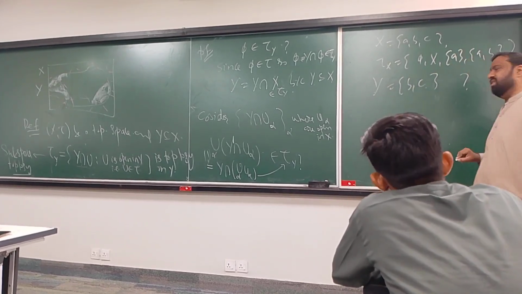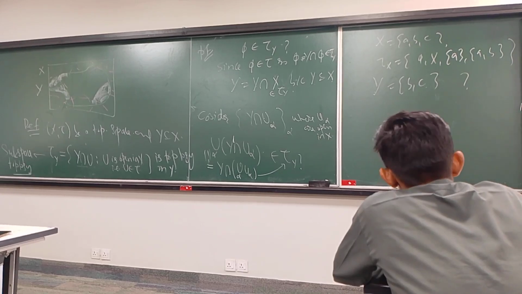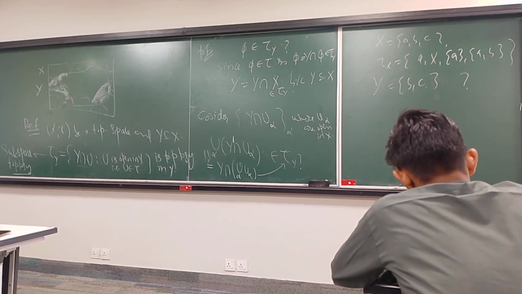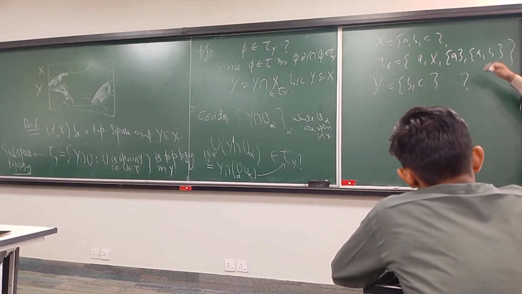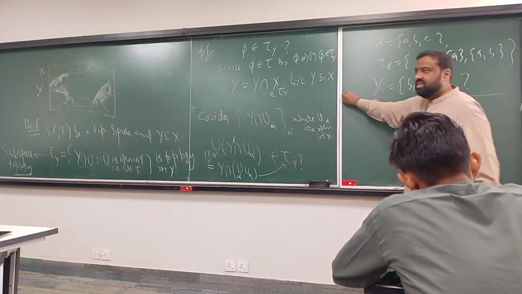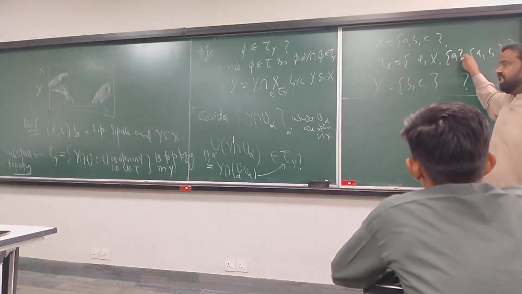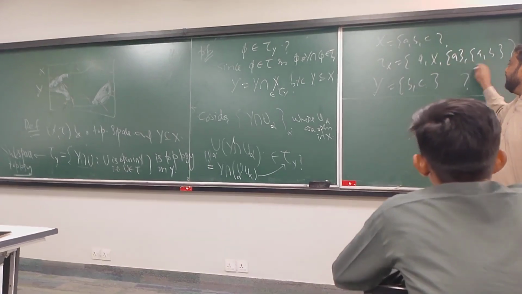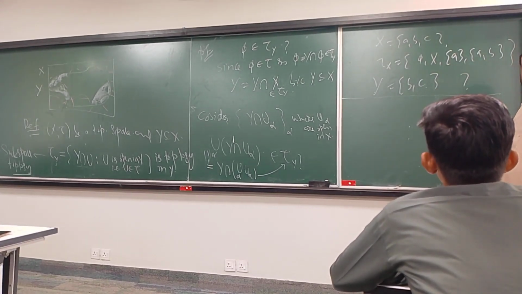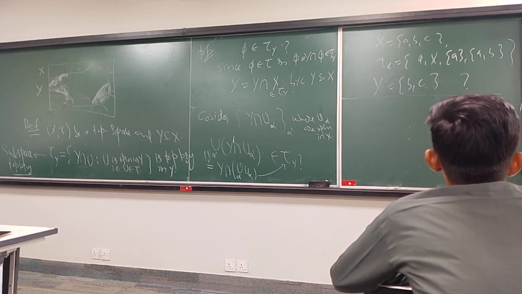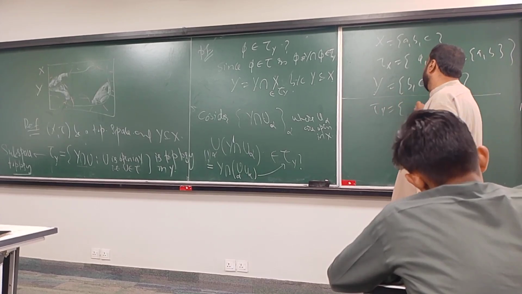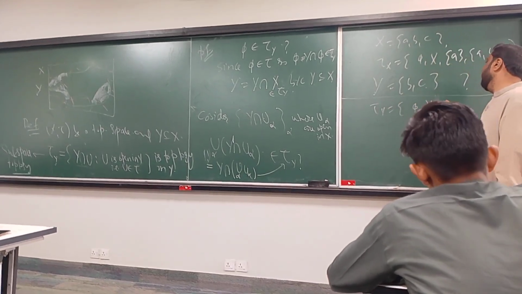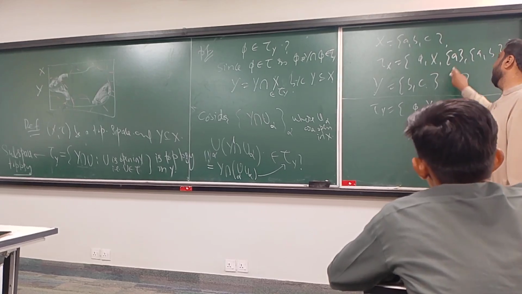The question is, what is the subspace topology based on that? So what you can do is take this Y and intersect it with each one of these open sets. Then take that collection. That collection is going to be your tau Y. So what would be tau Y? Quickly: empty set and Y, and that's it.